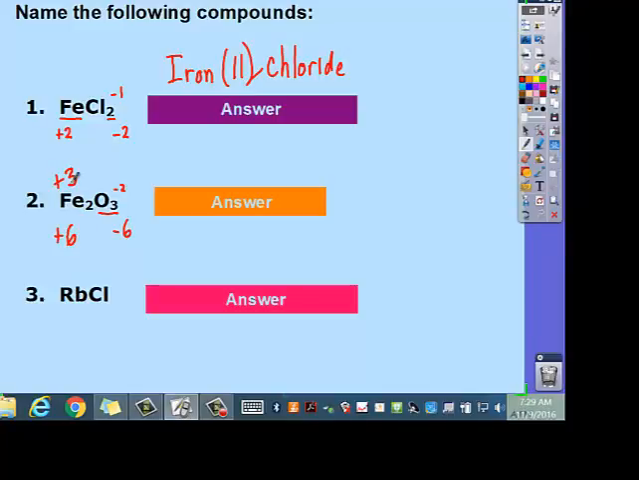I know this may be a little confusing, but you want to get the totals done. So here, -2 for just 1 oxygen. I have 3 of them, so now I have a -6 charge. I need to cancel it out, so I put a +6 on this side. But I have 2 irons, so now I have a +3 charge.